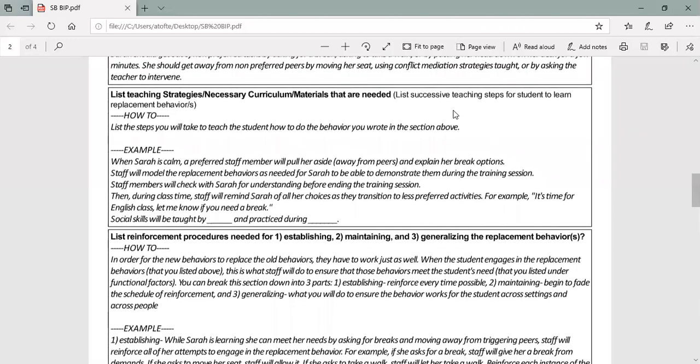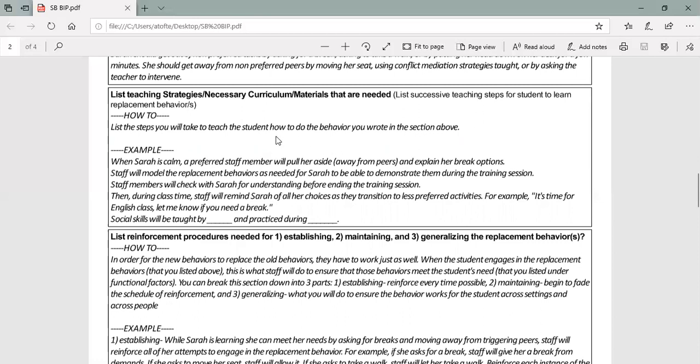Let's move on. This is asking us, how are you going to teach the student to do the thing that you wrote in the verb? So if the verb is, well, Sarah shouldn't throw chairs to get out of work, Sarah should ask for a break to get out of work. Cool, how are you going to teach Sarah to ask for a break? So that, I mean, teachers, you're experts at this. That can look any way you want. How are you going to teach this skill?